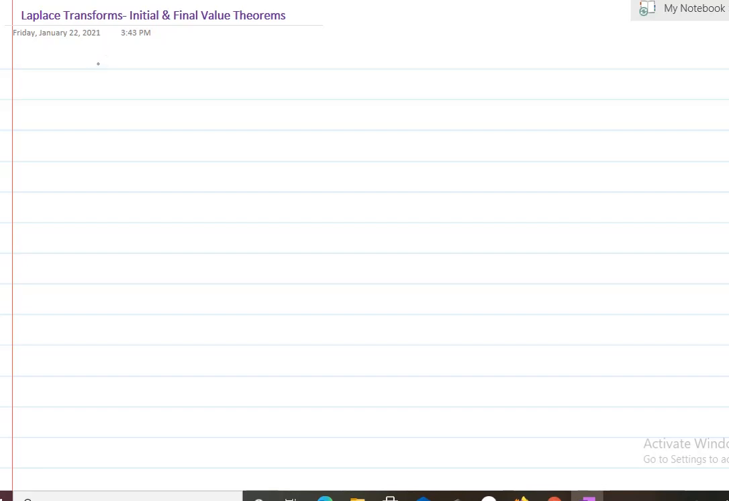Malai Saambassivame. So I am going to discuss about Laplace transforms, initial value theorem and final value theorem. First let us start with the initial value theorem. Initial value theorem.